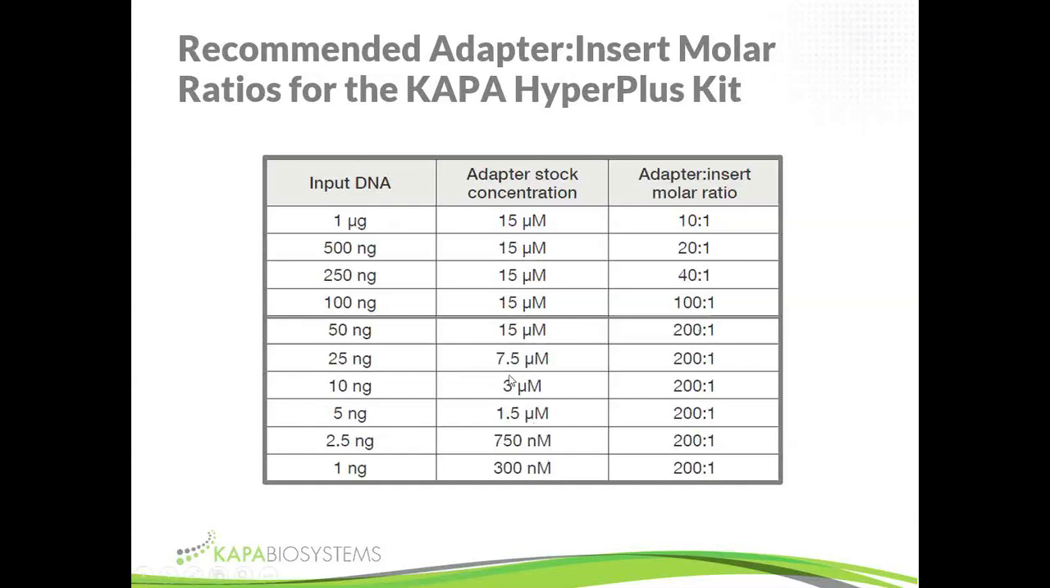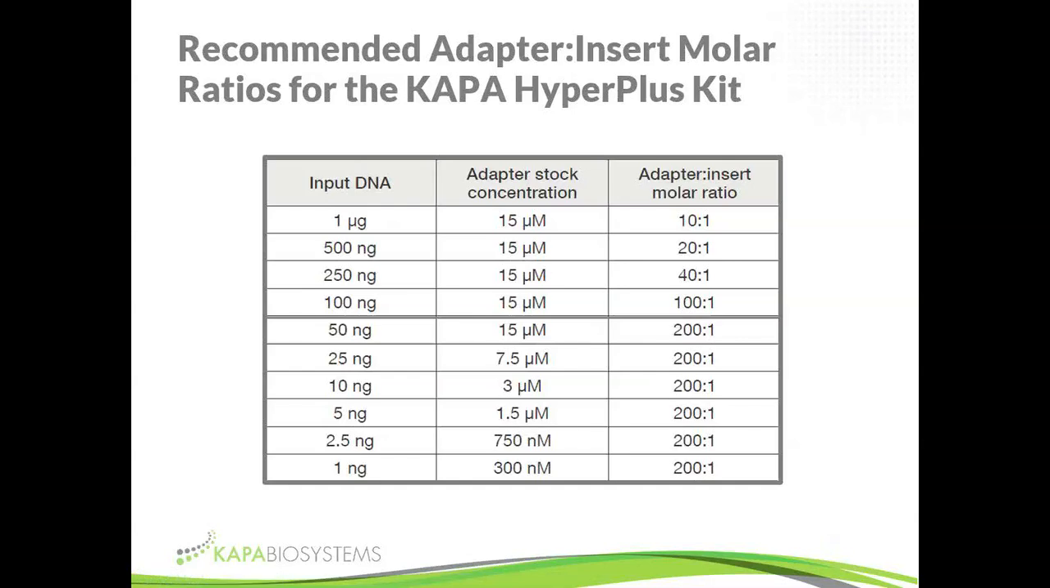even though you're using high adapter to insert molar ratios. And then for really low inputs, we typically encourage people to try the 200 to 1, but try something like 300 or 400 to 1, and 800 to 1. Just try a few higher ratios, go all the way to 1,000 and just see if there's any benefit for your specific sample and application by using higher adapter to insert molar ratios.